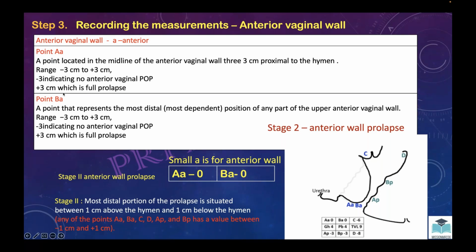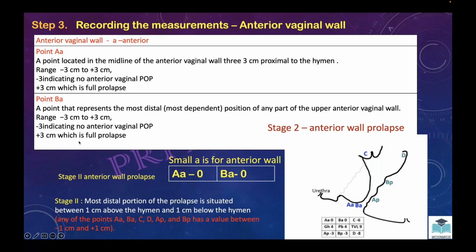Now coming to point BA, it is the most distal part of the anterior vaginal wall. If the prolapse is not there, then point A and point B will be somewhere here only, at -3. And if the prolapse is there, it will come out 3 centimeter out from the vagina. So the complete range of point BA is -3 to +3. -3 no prolapse, +3 full prolapse. So this is the anterior wall measurement.